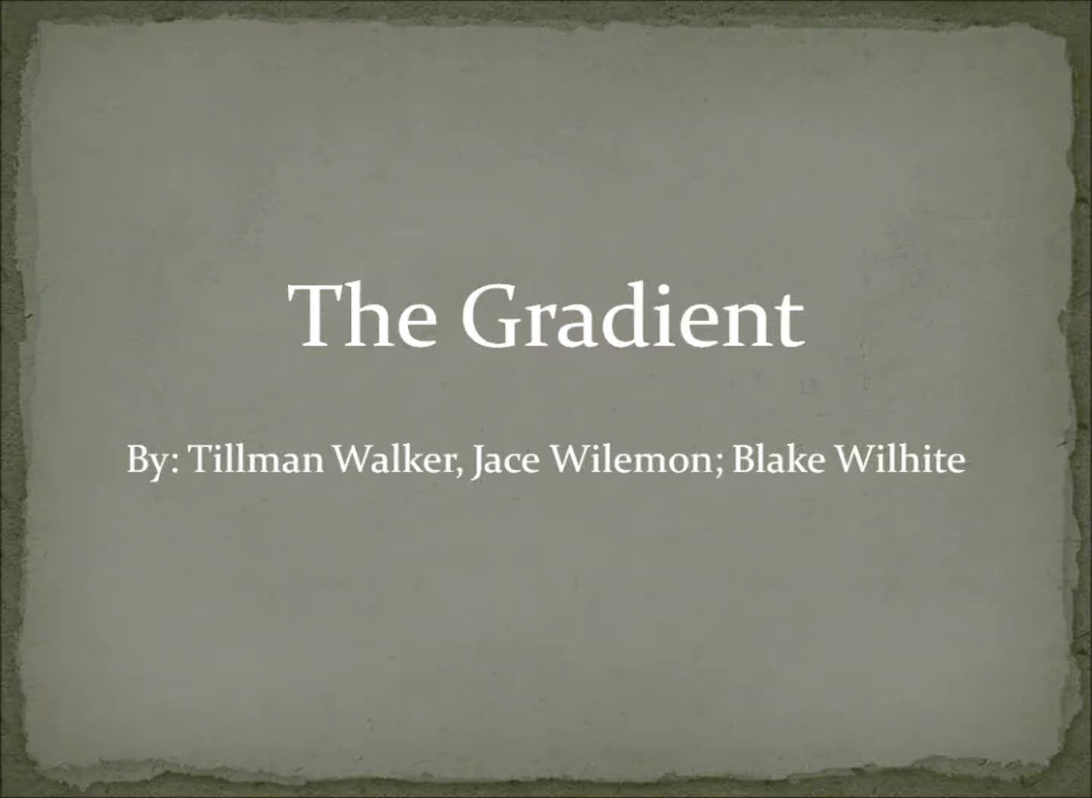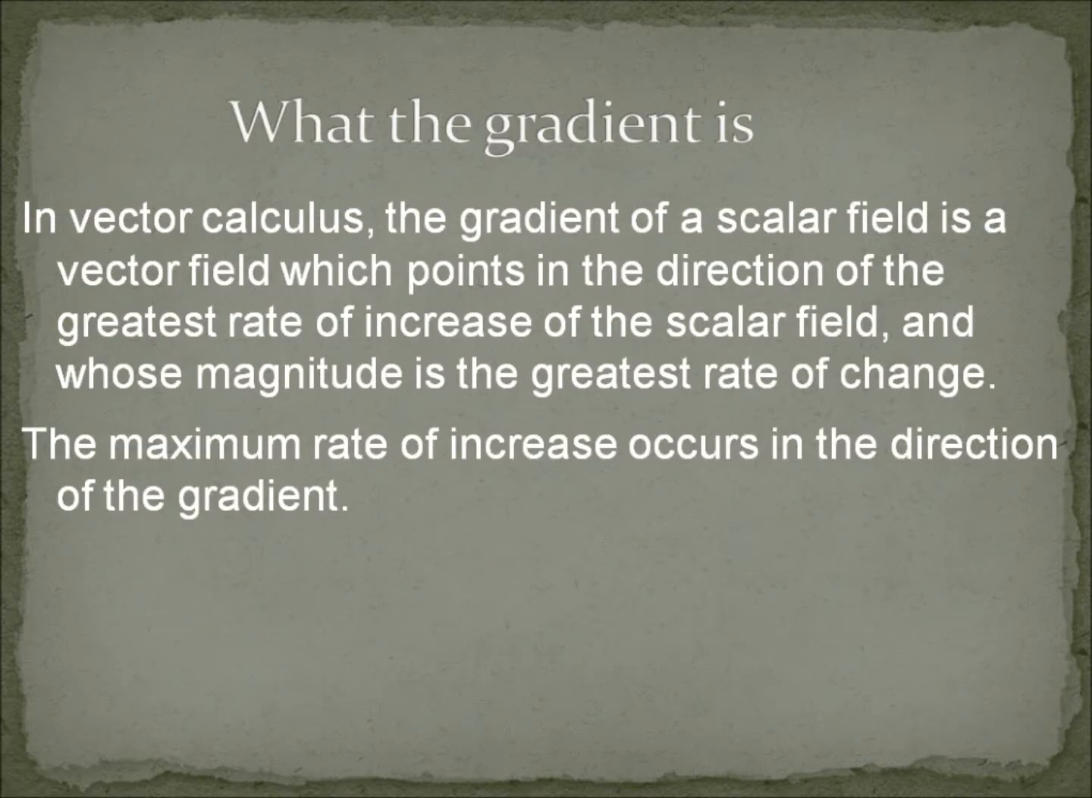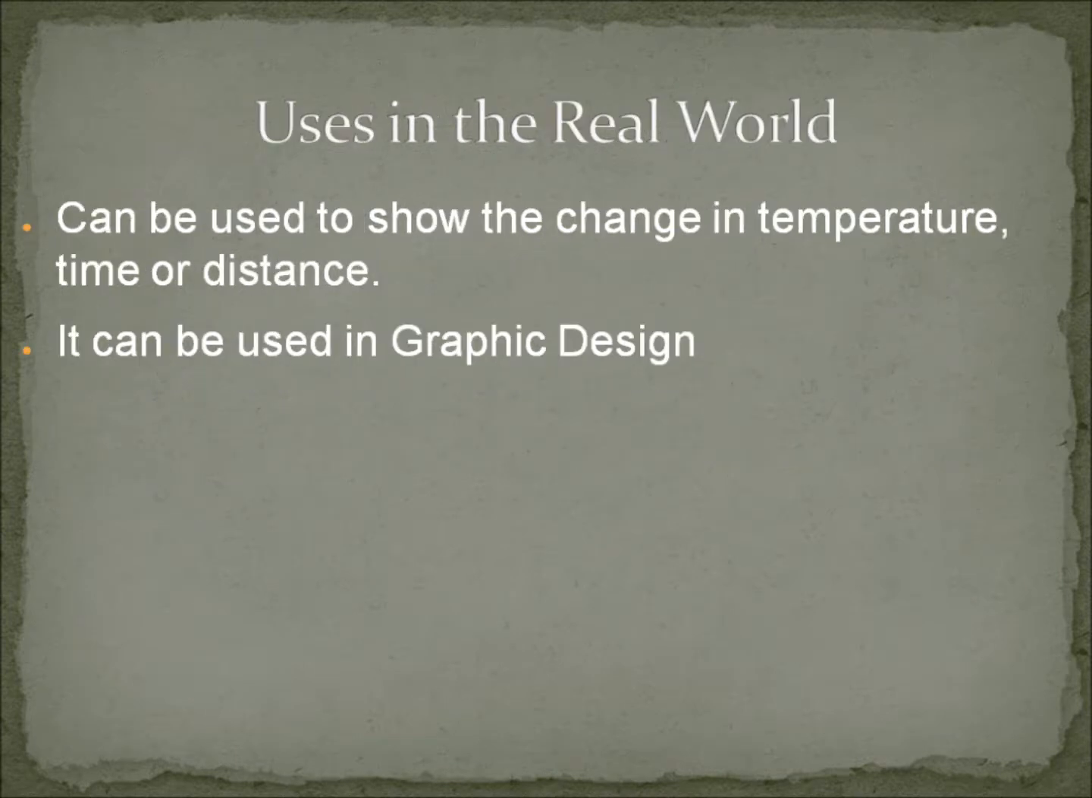Finding the gradient vector. In vector calculus, the gradient of a scalar field is a vector field which points in the direction of the greatest rate of change of the scalar field, and whose magnitude is the greatest rate of change. The maximum rate of increase occurs in the direction of the gradient.